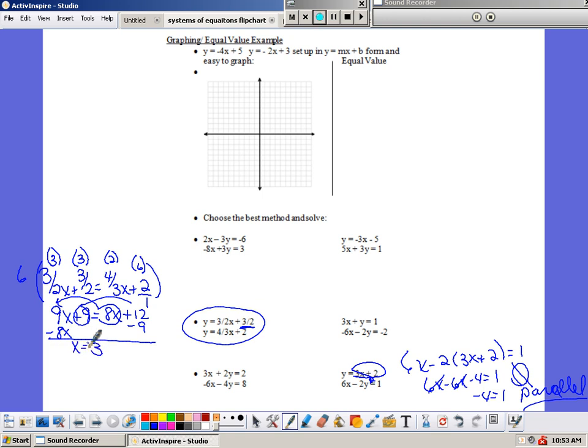Then I'm going to take my 3 and plug it back into whichever one I want. It looks like it's easier to plug in here. So 4/3 times 3 plus 2 drops to 4 plus 2. 6, so y is 6. So this crosses at 3, 6. Conditional, consistent, crosses at 3, 6. So if I graphed it, it would cross at 3, 6 as well.